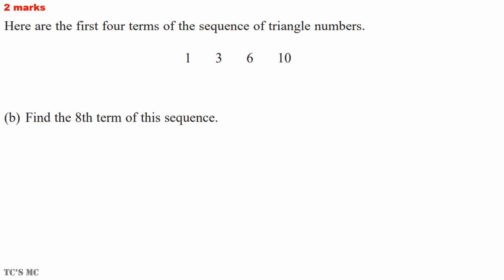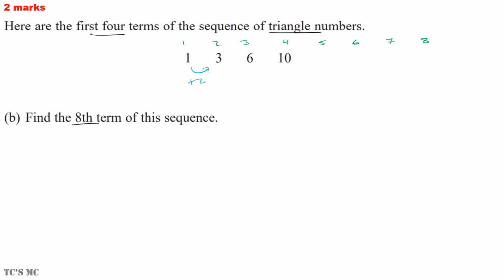Here are the first 4 terms of the sequence of triangle numbers. Find the 8th term. At the moment we have 1, 2, 3, 4 terms as mentioned. We need the 5th, then the 6th, then the 7th, and then finally the 8th. We need to find the term-to-term rule.